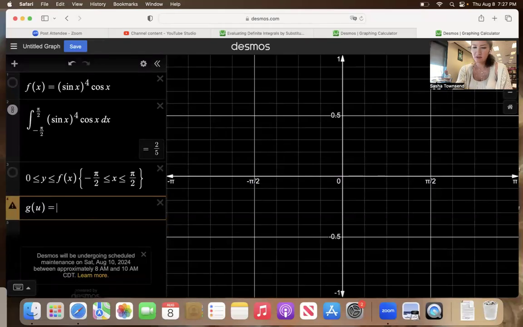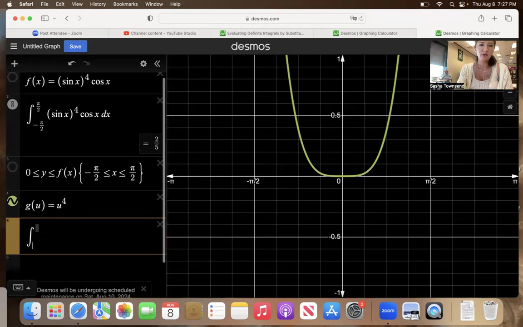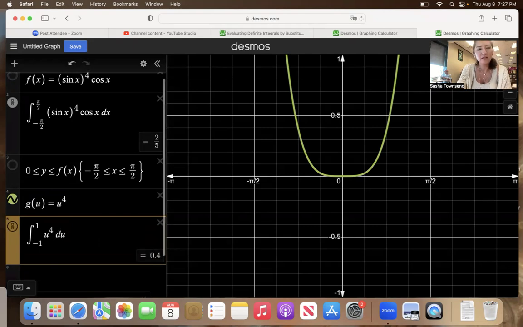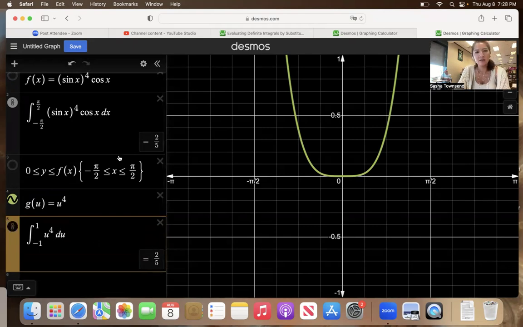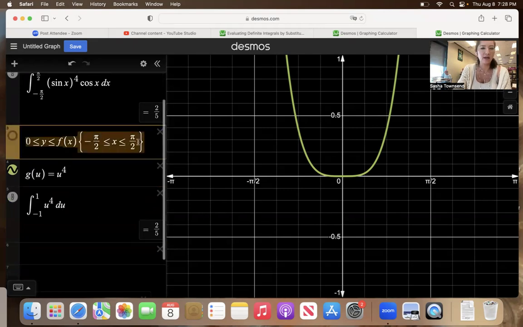We said that that function of u was just u to the fourth, because we let u equal sine of x. If we integrate u to the fourth from -1 to 1, we also get that 2/5. So either way we get 2/5. We can represent that geometrically this way.